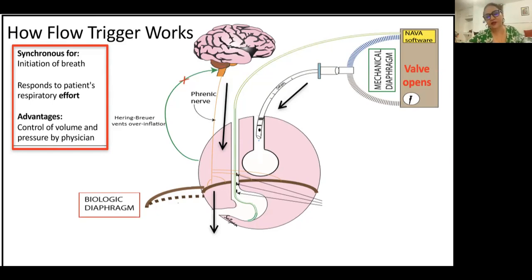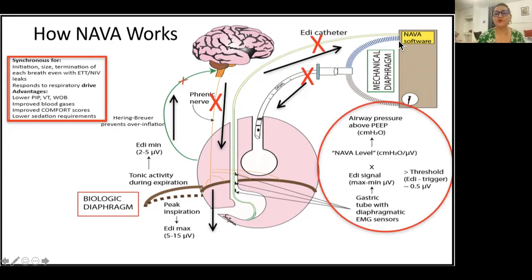And so we are actually still the physician is controlling the things rather than the patient. And the patient is only controlling the initiation of breath. So when we use NAVA, we put this EDI catheter. The brain is giving the stimulus to the diaphragm. The diaphragm contracts. The catheter knows about it. It tells the ventilator when to start the breaths and how much pressure to be delivered.